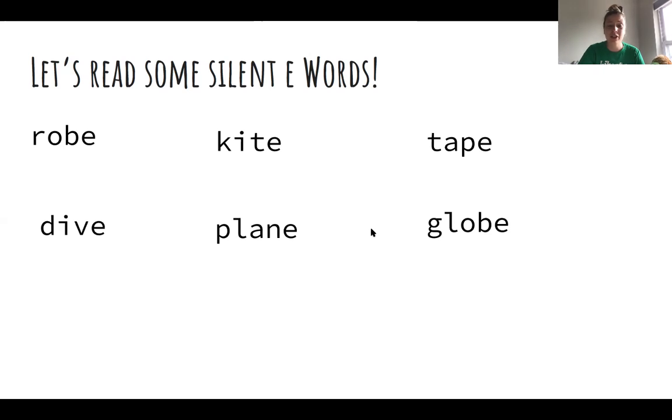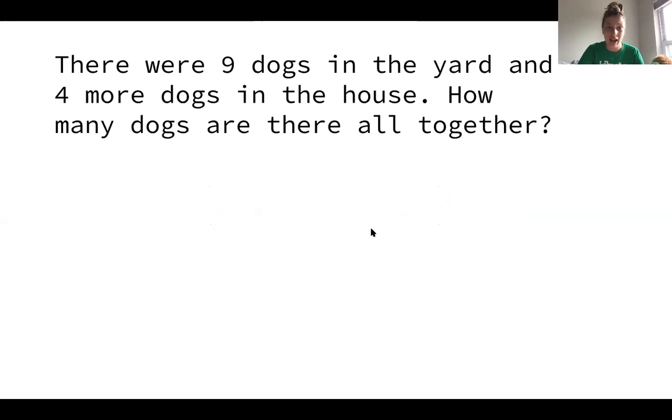All right, we're going to move on to our math problem of the day. So there were 9 dogs in the yard and 4 more dogs in the house. How many dogs are there all together? So first thing we need to do, is this an addition problem or a subtraction problem? Well, it says there were some dogs in the yard, some dogs in the house. So none of the dogs are leaving, they're not going anywhere. So it's an addition problem. So we need to use a plus sign. So let's write our number sentence to start. So that would say 9 plus 4 equals.